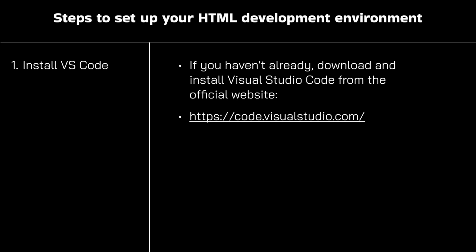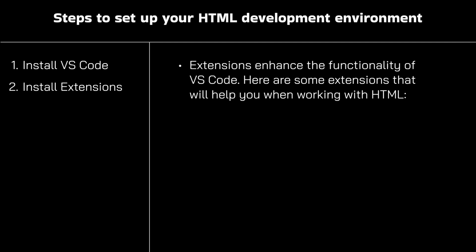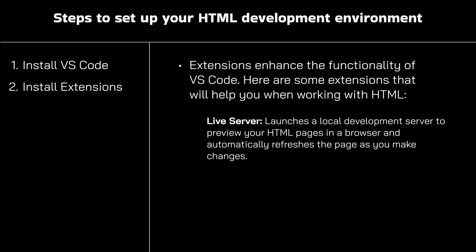Step 1. Install Visual Studio Code. If you haven't already, download and install Visual Studio Code from the official website. Step 2. Install extensions. Extensions enhance the functionality of VS Code. Here are some extensions that will help you when working with HTML. Live Server launches a local development server to preview your HTML pages in a browser and automatically refreshes the page as you make changes.